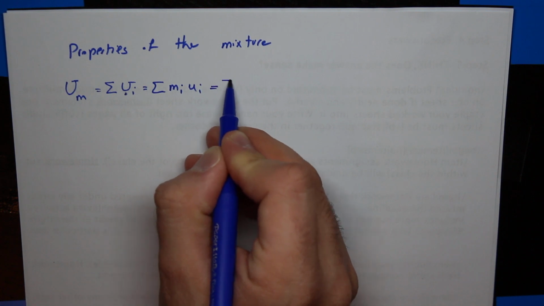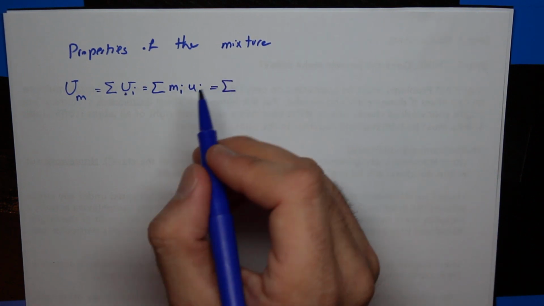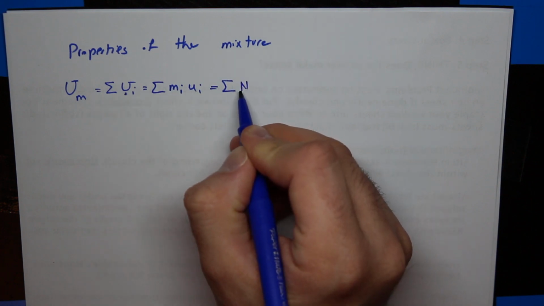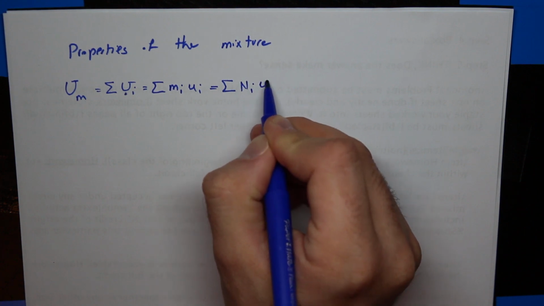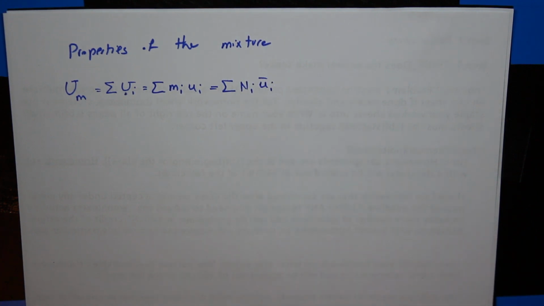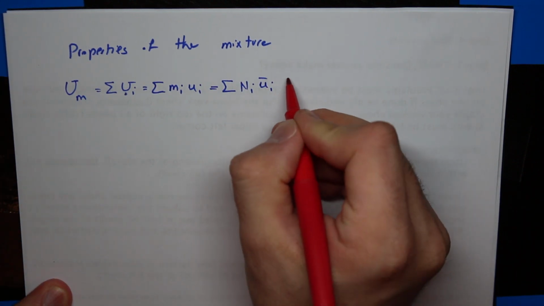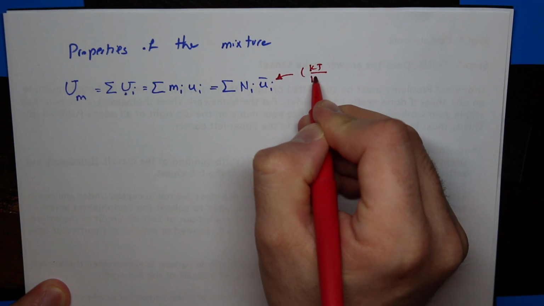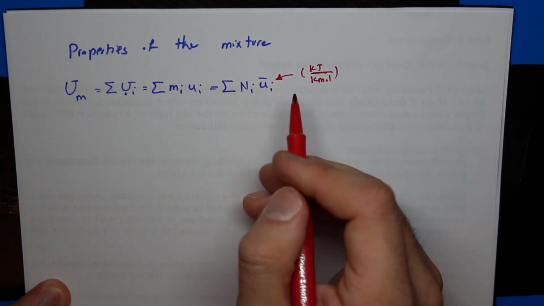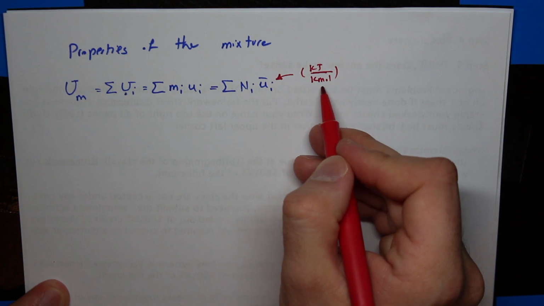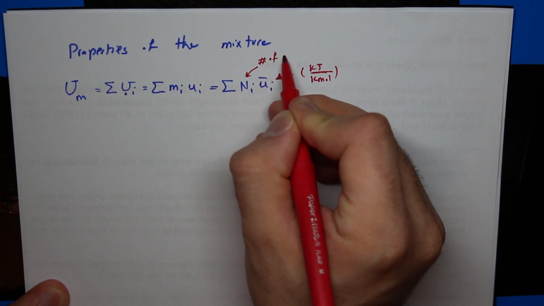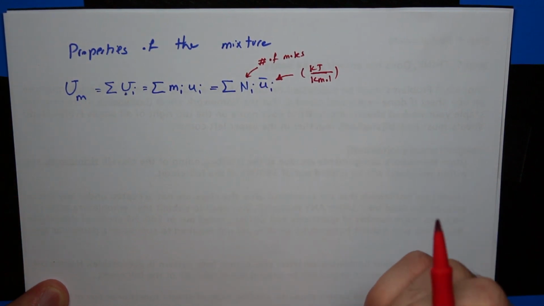Now in case I am working with the number of moles, then the internal energy of the mixture is the sum of the product of the number of moles in each component and its specific energy. So this Ni is the number of moles, and this u bar is specific energy, and here the unit is, for instance, kilojoule per kilomole. Okay, so whenever we have that bar, the unit is per kilomole. And this N is number of moles, or number of kilomoles, I should say.